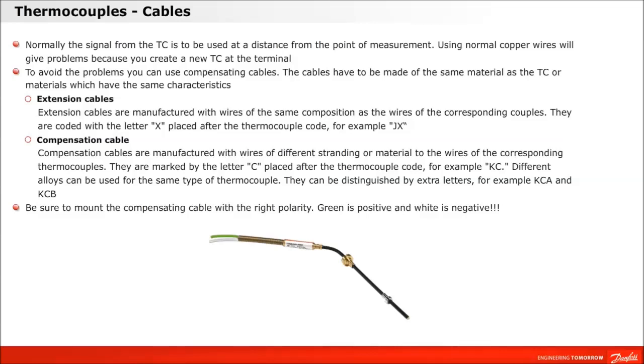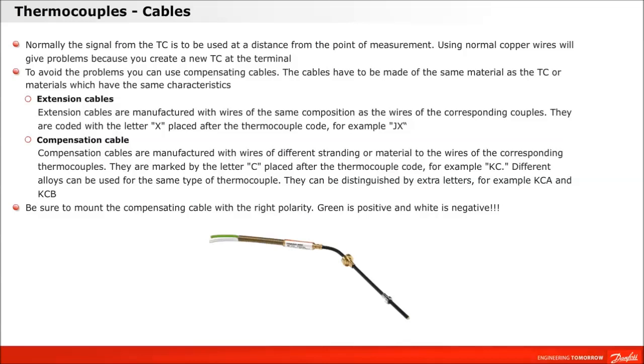Extension cables are manufactured with wires of the same composition as the wires of the corresponding thermocouples. They are coded with the letter X, placed after the thermocouple code. Compensation cables are manufactured with wires of different stranding or material to the wires of the corresponding thermocouples. They are marked by the letter C, placed after the thermocouple code.